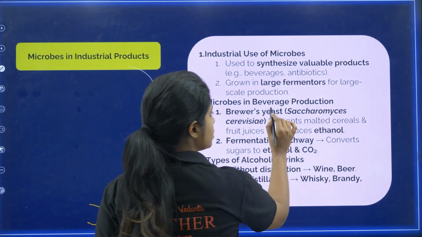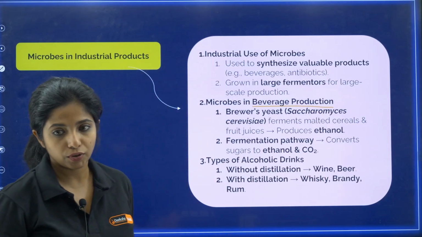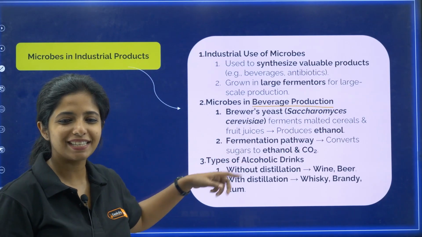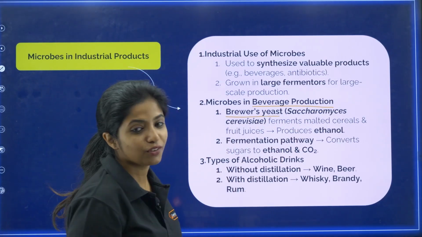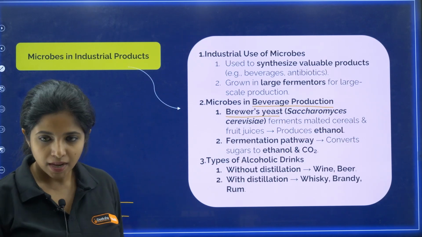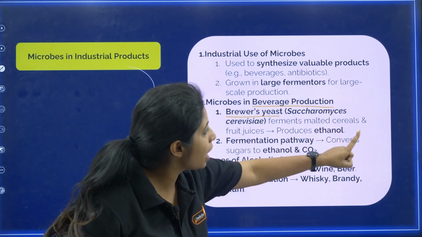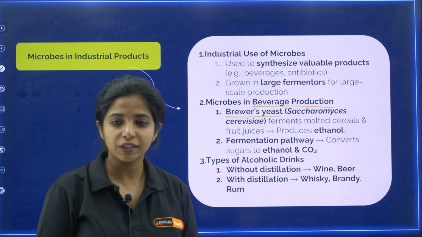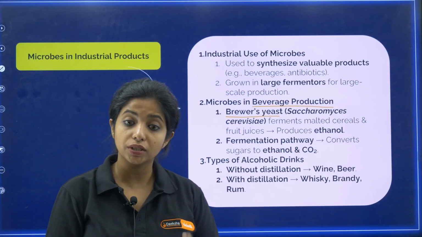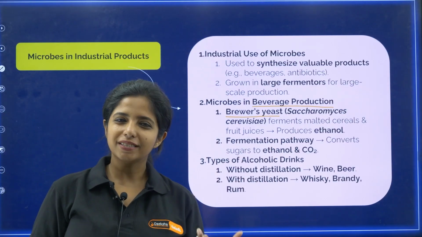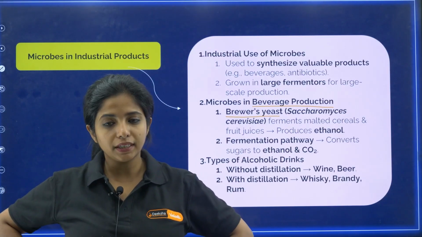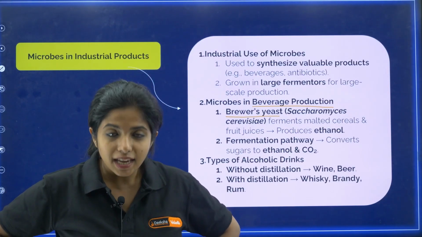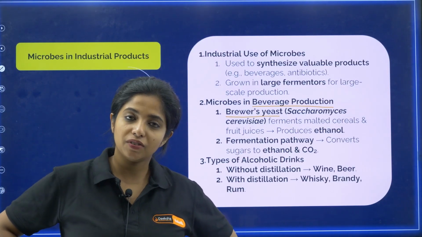So we will see first of all, in beverage production, what is the use? Now Saccharomyces cerevisiae is known as brewer's yeast. Why? Because we are going to make beverages out of it. It is used to ferment malted cereals and fruit juices. This is a question also. What is used for fermentation of malted cereals and fruit juices? It is brewer's yeast, that is Saccharomyces cerevisiae again.